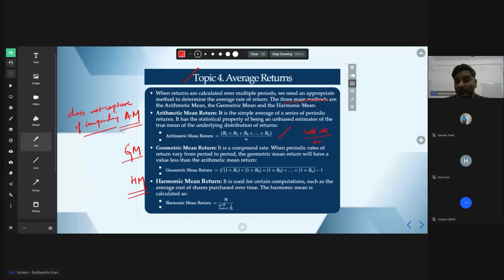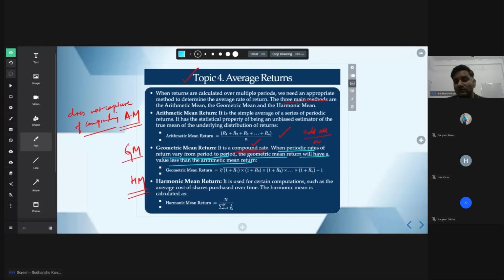Then we have geometric return. Geometric return is a compound rate, right? So here we are incorporating one of the most fundamental principles of finance, compounding. When periodic rates of return vary from period to period, the geometric mean return will have a value less than the arithmetic return, right? This is a property you need to remember. Let me highlight it with a different color, because these kinds of results are tested in the exam. They will ask you, when periodic rates of return vary from period to period, which is higher, geometric or arithmetic? Please keep in mind that geometric will be lower, arithmetic will be higher.